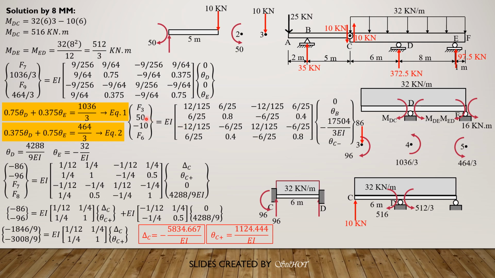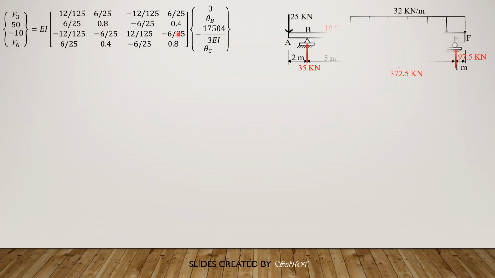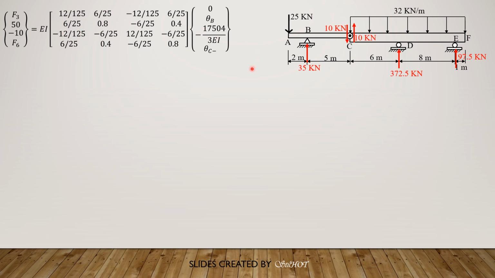So we expand rows 2 and 3. This is the matrix before. So we have negative 50, negative 10 equals EI times 0.8, negative, rows 2 and 3, sorry. So 0.8, 0.4, negative 6 over 25, negative 6 over 25. And we have the quantity theta B and theta C just to the left.